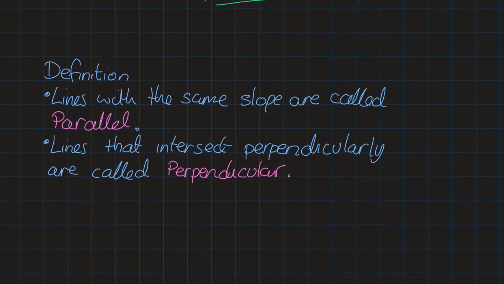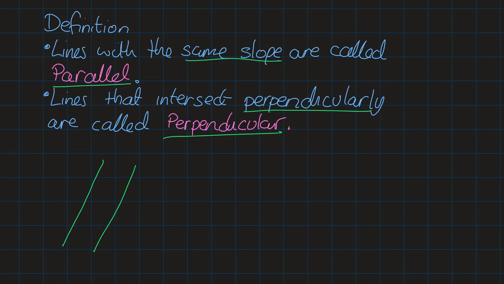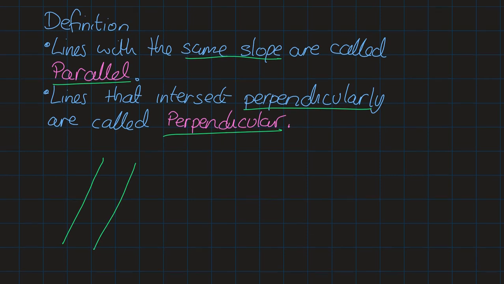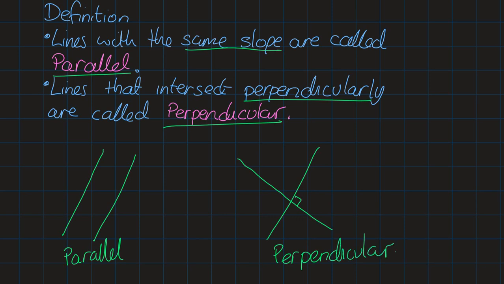Now I want to talk about pairs of lines. This is simply a definition, and it says lines with the same slope are called parallel, and lines that intersect perpendicularly are called perpendicular. So parallel lines will be lines that look like this. This is parallel on the left, and perpendicular will be lines that look like this, where this is a right angle.